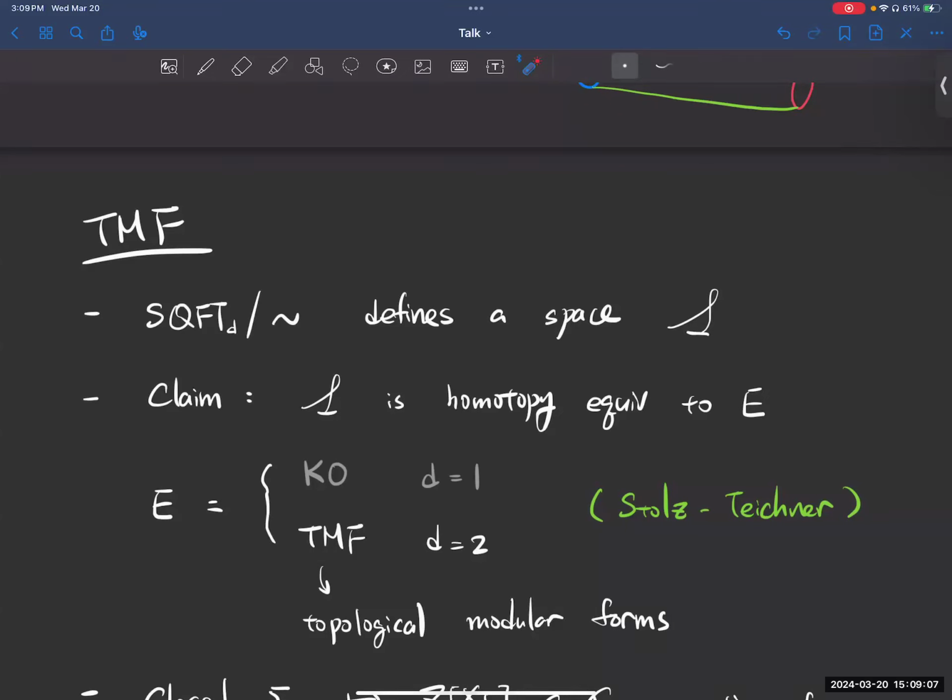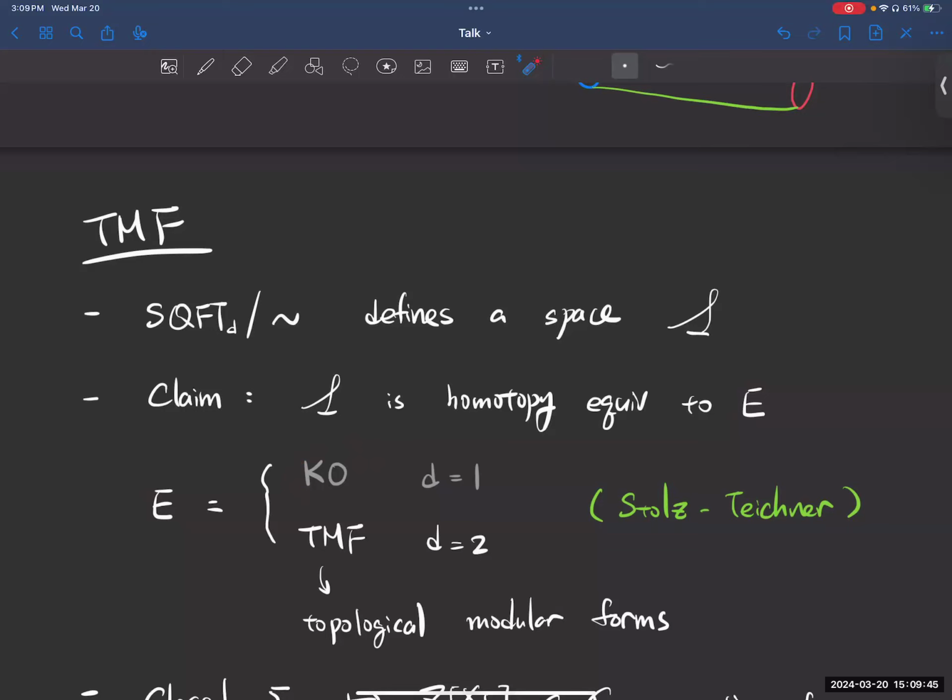The highly non-trivial claim is that this space is a very complicated space. But if we forget about a lot of its structure and only care about its homotopy, then it's actually homotopy equivalent to a different topological space that's defined in a completely different, purely mathematical manner. And that depends on what little d is. So for d equals 1, which is supersymmetric quantum mechanics, this E is equivalent to something called the KO spectrum.